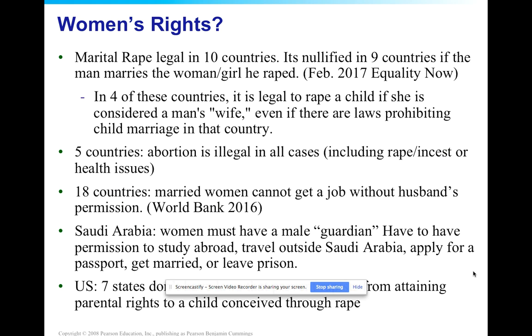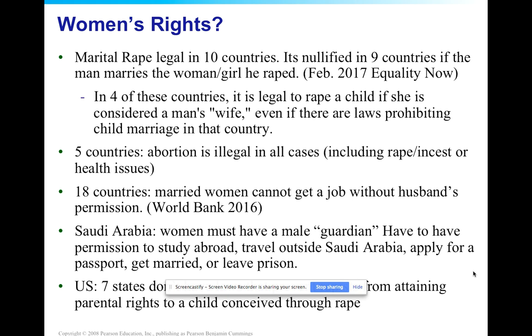So a few statistics on women's rights. This is not anything you need to jot down, but just some kind of wow statistics in a way. And these are from 2018 even. So marital rape is legal in 10 countries. Rape is also nullified in 9 countries if the man marries the woman or girl that he rapes. So basically, the rape never happened if he marries her.